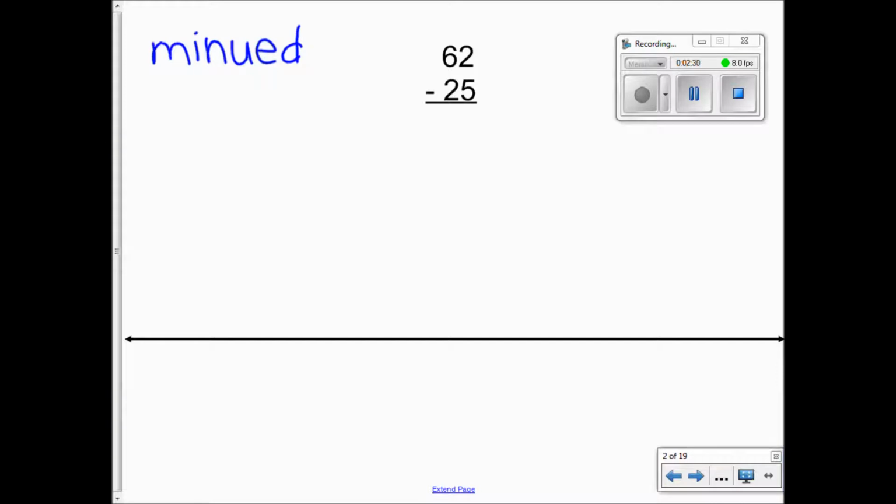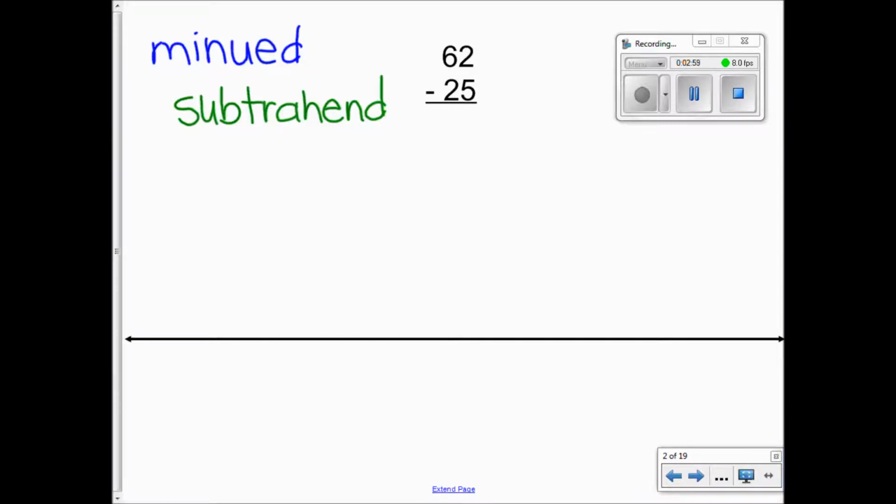Our second number is called a subtrahend. Let's look at the definition for a subtrahend. A subtrahend is the number to be subtracted from a minuend. So we're going to take this number and we're going to subtract it from the minuend. That's called the subtrahend.